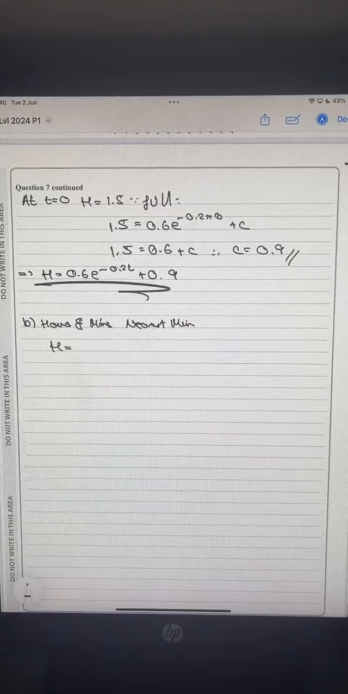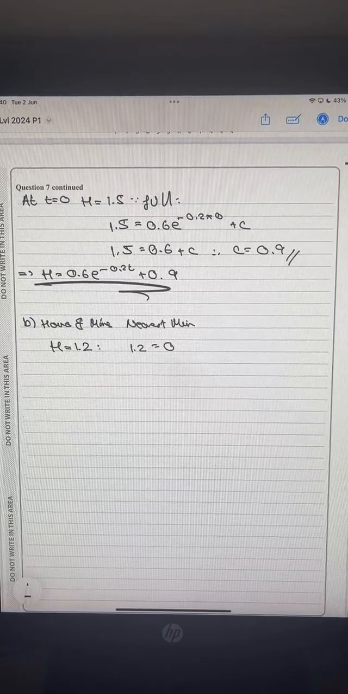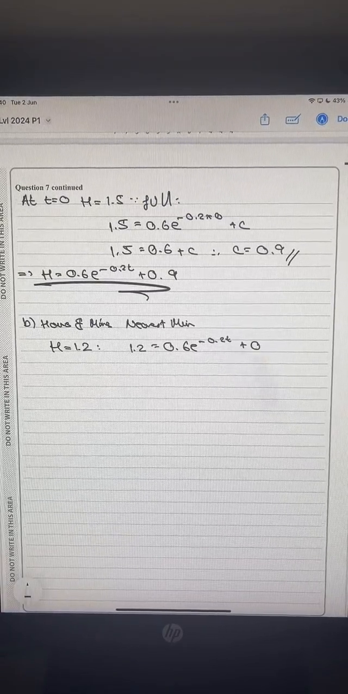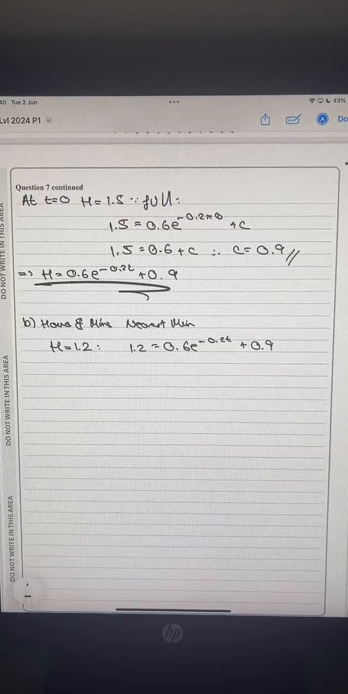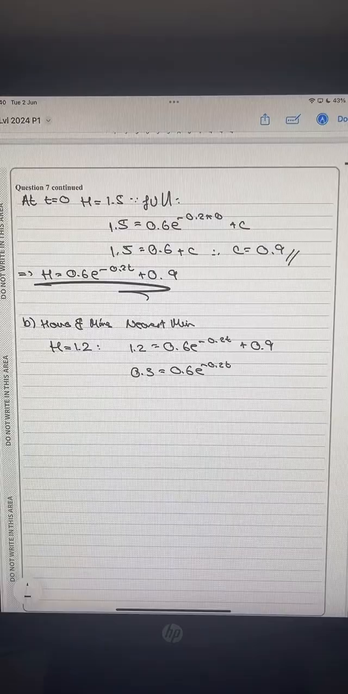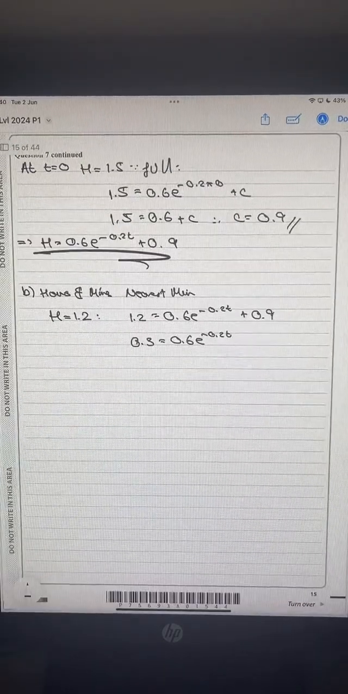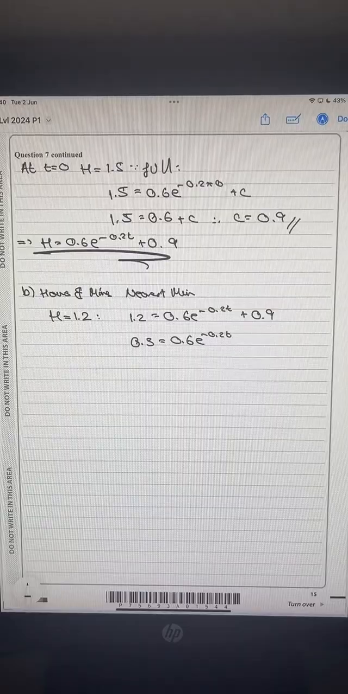So we know that the height is equal to 1.2. So all you have to do is just solve an equation. 1.2 equals 0.6 e to the minus 0.2 t plus 0.9. And now we just have a bit of fun doing a bit of basic algebra. So 1.2 minus 0.9 is 0.3 equals this thing here. Now I can divide through by 0.6 because I want to take a natural log because what I'm solving for is in my power, so I need to take a logarithm somewhere. So I'm going to get rid of the 0.6 by dividing through by 0.6.